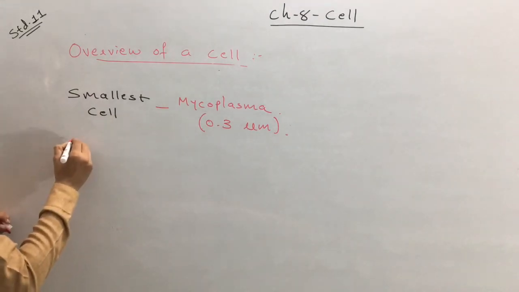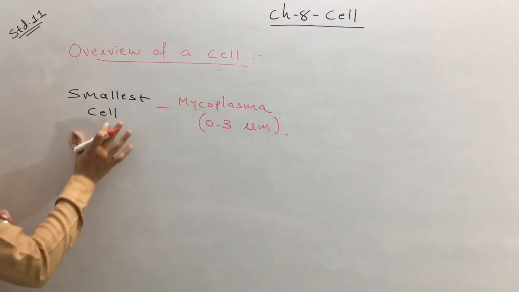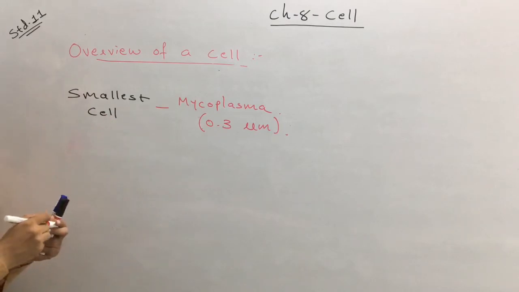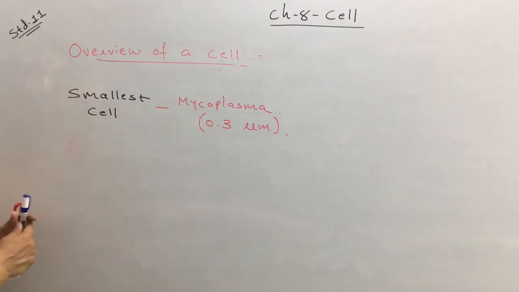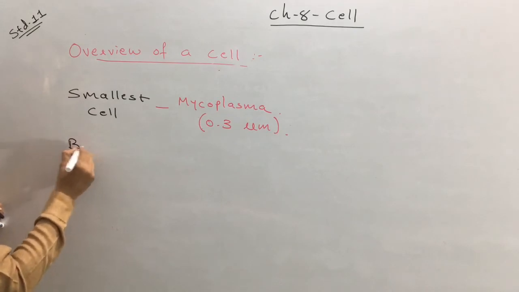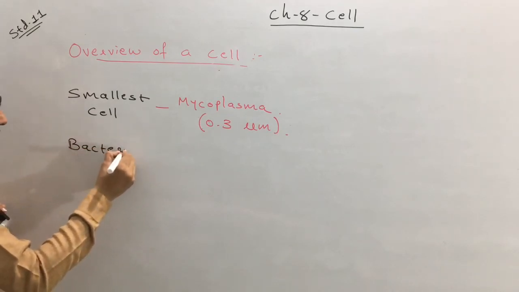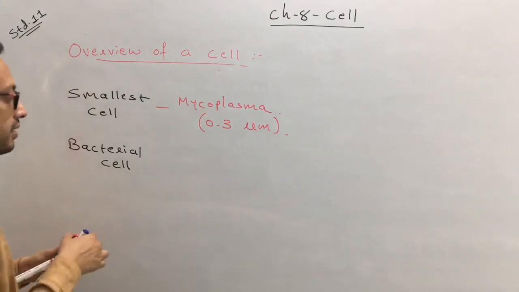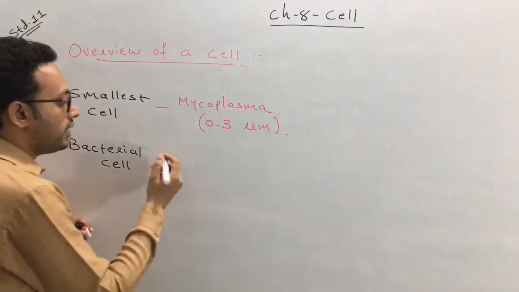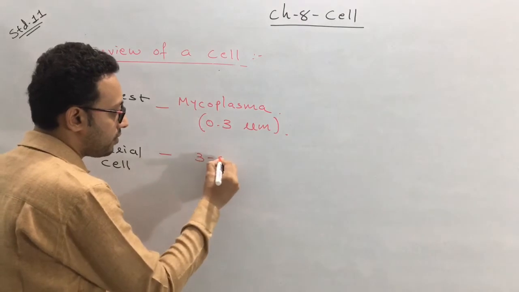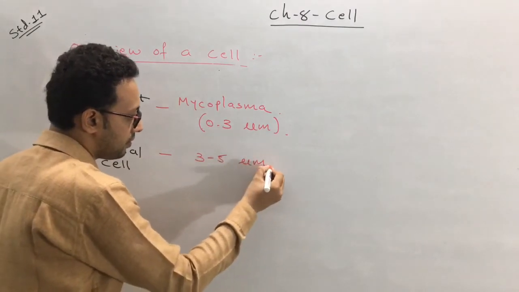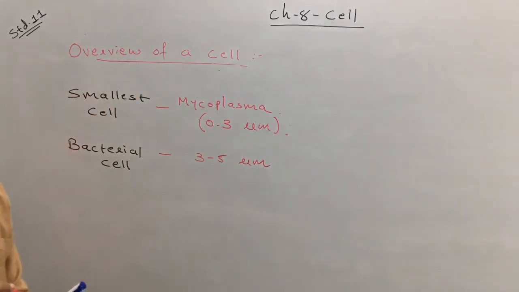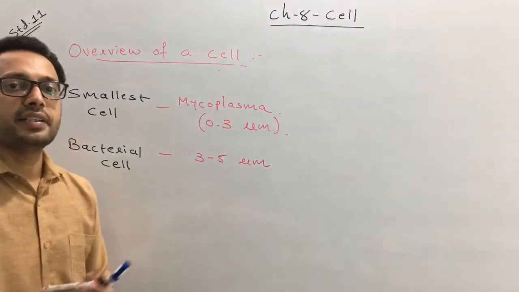Next, what is the size of a bacterial cell? Because many are saying that bacteria is the smaller one or the smallest one, but they are not the smallest one. So let's discuss what's the size of a bacterial cell. Usually the size of a bacterial cell is 3 to 5 micrometer. Okay, this is the size of a bacterial cell.